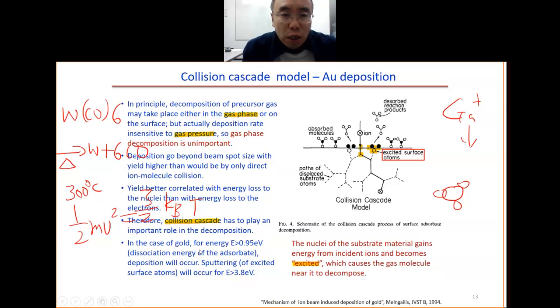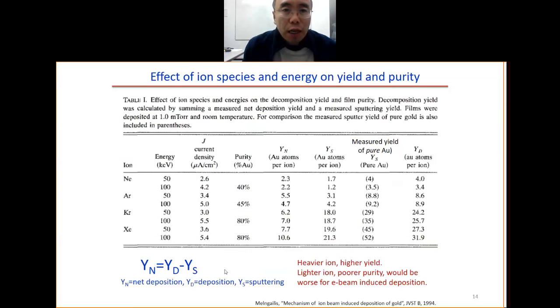For the case of gold, we need higher than 0.95 electron volt to dissociate, to decompose this gas molecule on the surface. The energy needed to sputter away the deposit is higher than 3.8 electron volt. So here is the deposition of gold using different precursor noble gas ions with different energies.